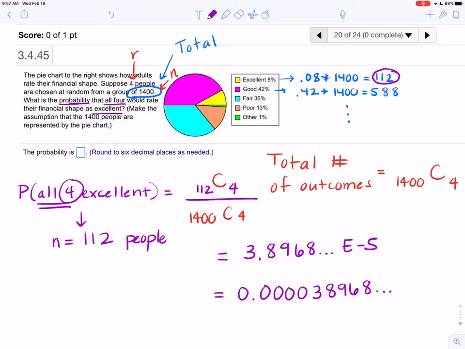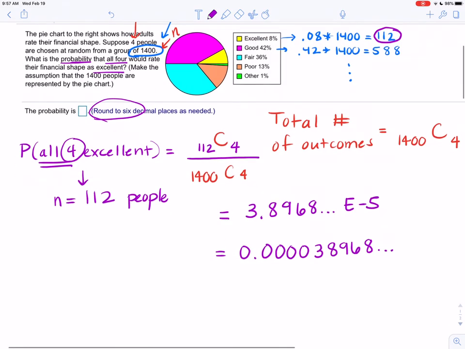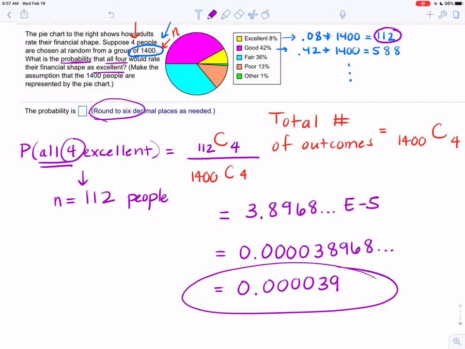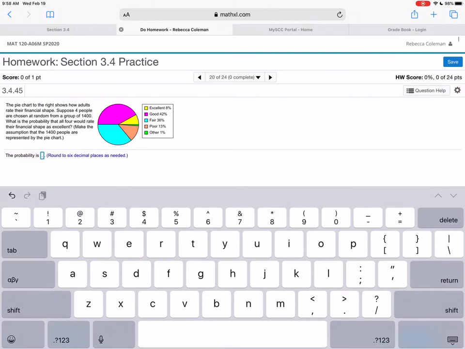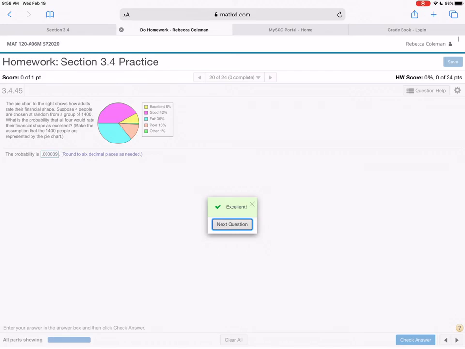All right, now I'm asked to round my answer to 6 decimal places. So when I go to input my answer here, if I round this to 6 decimal places, obviously a very small probability, 0.000039. All right, so let's come back over here and check it. And we have calculated that probability correctly. All right, so for any group that I want to look at there, the main thing is I would just need to convert that percentage to a frequency, and then I'm going to be able to apply my combination rule and select my N and R accordingly.